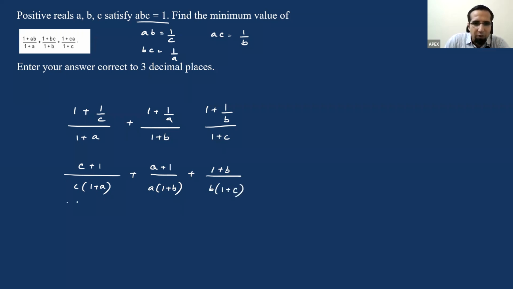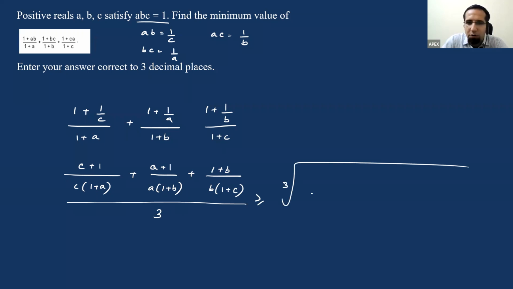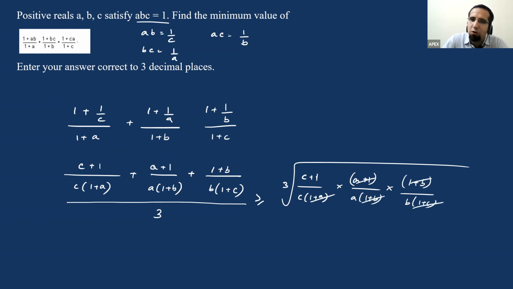Now, the arithmetic mean of these three terms is greater than or equal to the geometric mean of these three terms, that is, the cube root of the product of these terms. If you see, C plus 1 by C into 1 plus A into A plus 1 divided by A into 1 plus B into 1 plus B divided by B into 1 plus C, these get cancelled. This 1 plus B gets cancelled, this 1 plus C also gets cancelled. So you get greater than or equal to the cube root of 1 by ABC. Now 1 by ABC is equal to 1.